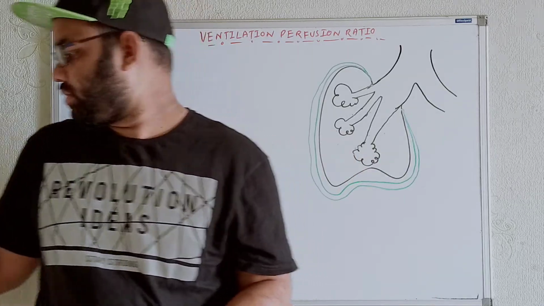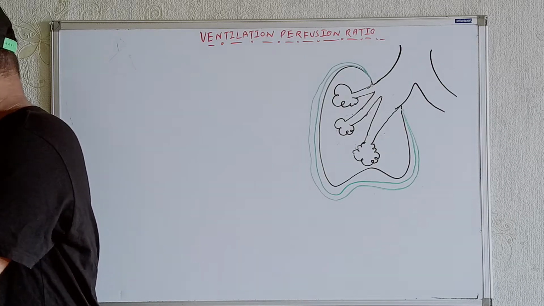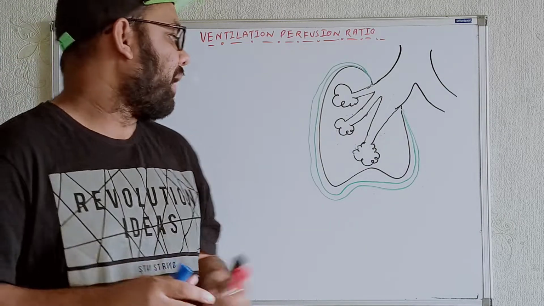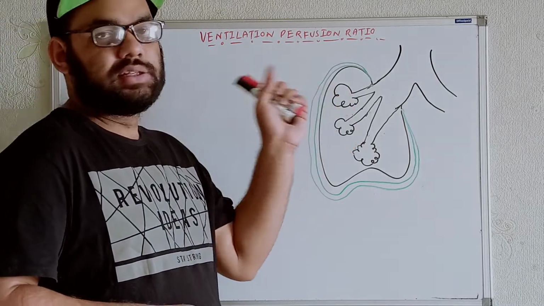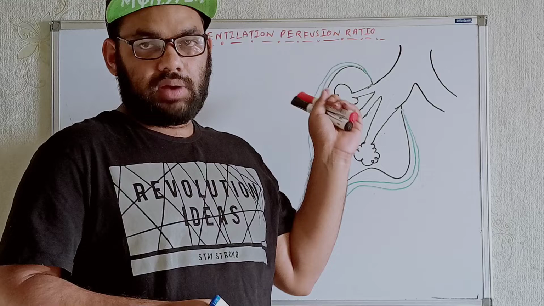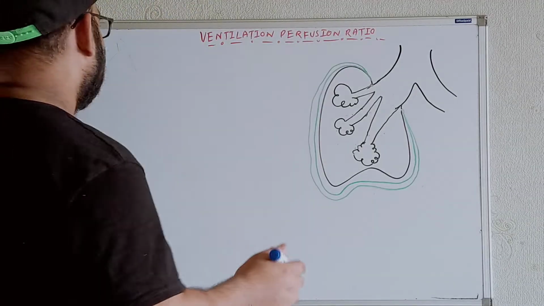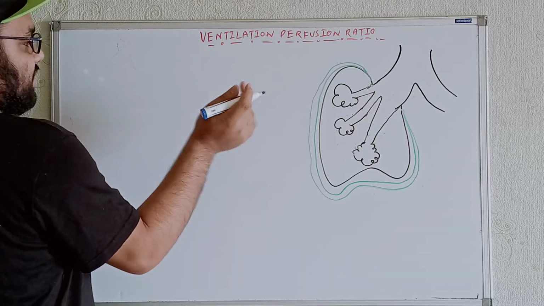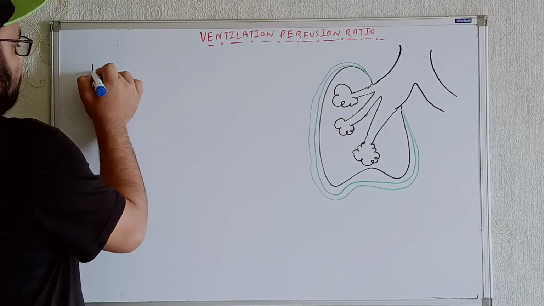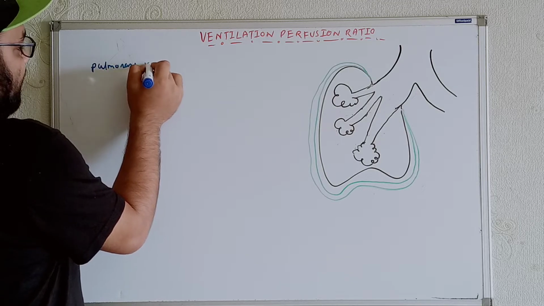So, as I hope all of you know, what do we mean by ventilation? Basically, we'll talk about pulmonary ventilation or alveolar ventilation, because the air ultimately reaches the alveoli. So we can say pulmonary ventilation, or alveolar ventilation. Write it over here: pulmonary ventilation.